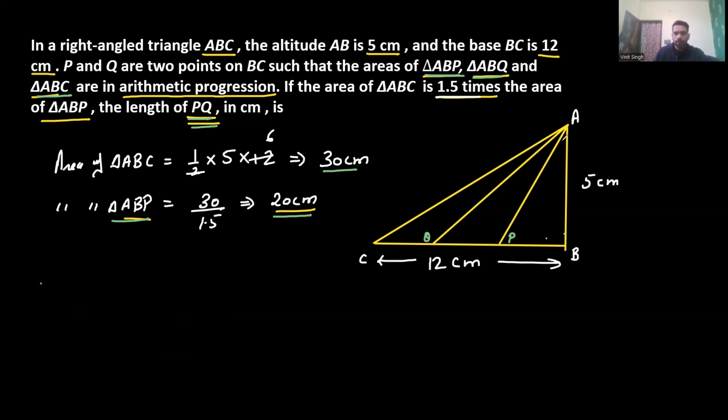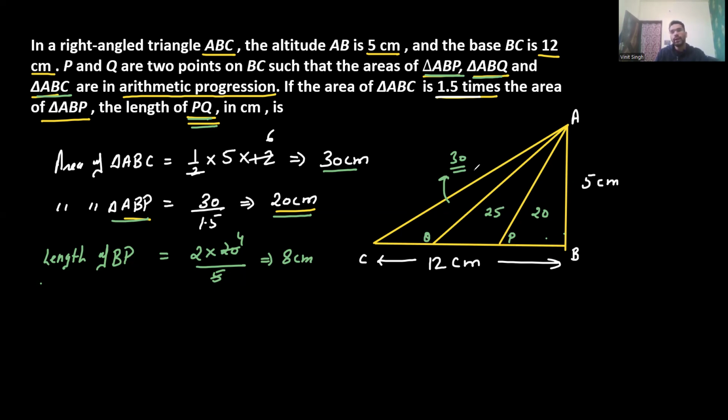So ABP is equal to 20 centimeter. Then length of BP is 2 into 20 upon 5, 8 centimeter. Now this is 20 and whole is 30. Now we can take this 25 and whole is 30. Then 20, 25 and 30 will be in AP.